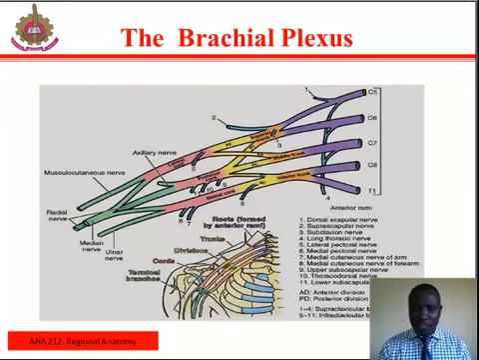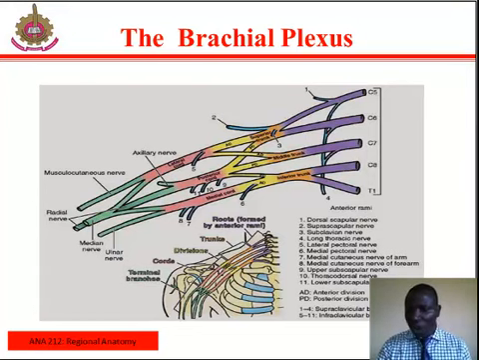The cords of the brachial plexus are named for their position in relation to the second part of the axillary artery. The lateral cord is lateral to the axillary artery, most easily seen when the limb is abducted. The brachial plexus is divided into supraclavicular and infraclavicular parts by the clavicle.